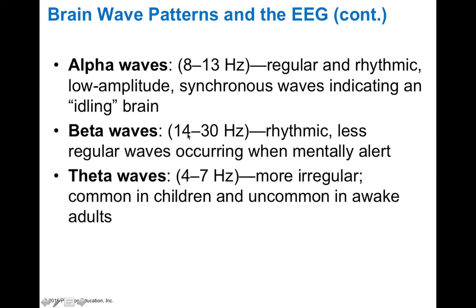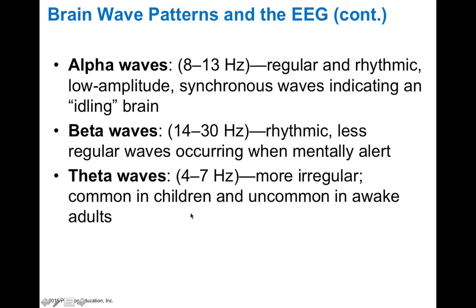Beta waves are about 14 to 30 hertz, so they're at a higher frequency. They're rhythmic, but they're less regular, and these occur mostly when you're mentally alert. So if you're really focused on an object or a task at hand, then you're more likely to have these beta waves. Theta waves are a lower frequency type of wave that are also pretty irregular.